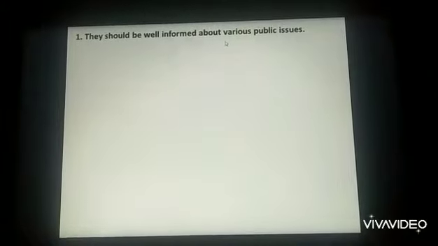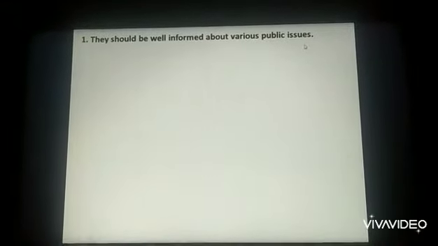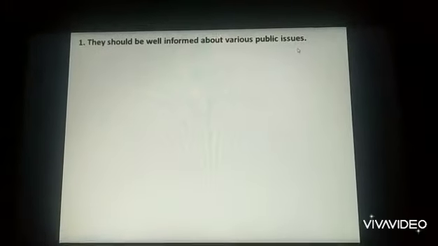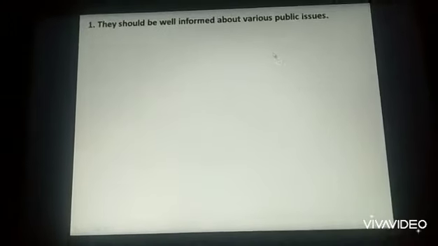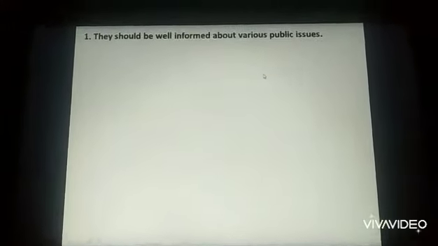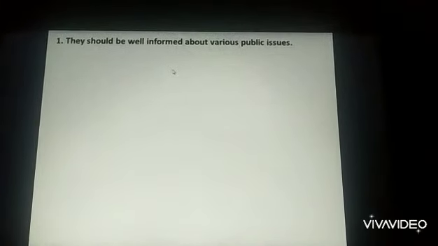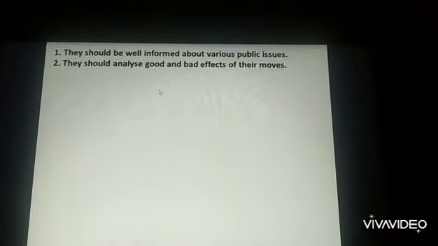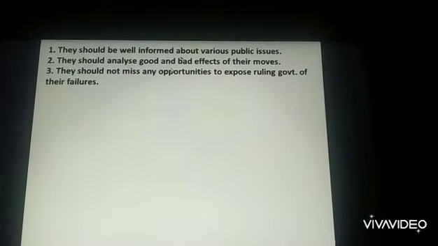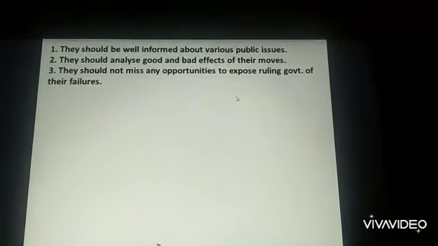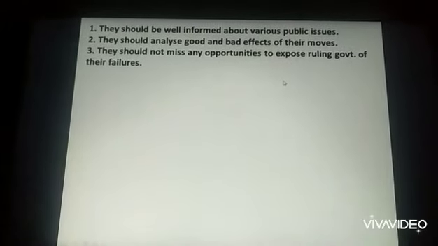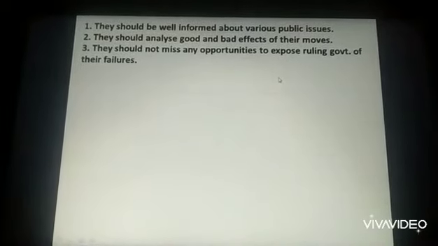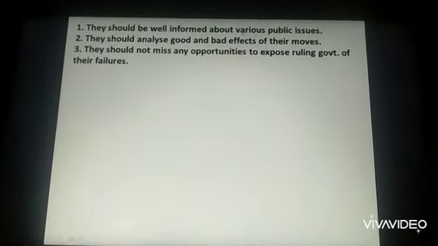The first one is they should be well informed about the various public issues. Without knowledge about the grievances the public are facing, they cannot just go and charge the government. So to work effectively, they should be well informed about the various issues faced by the public. The second one is they should analyze the good and bad effects of their moves. If they are going to take a step, whether it will be good and effective for the people, or whether it will affect the people otherwise. So they should analyze the good and bad effects of their moves.